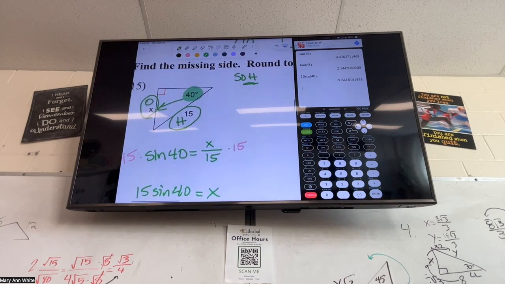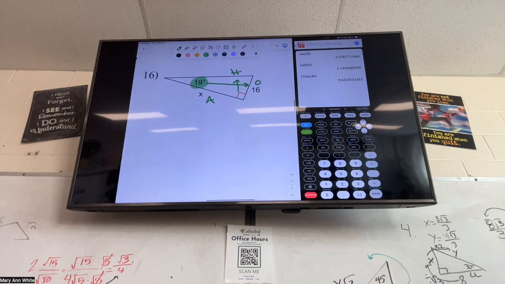So on the last one, X was O because of where it sat on the picture. Which function am I gonna use this time? Yeah, TOA, tangent. That was tangent. So we'll say tangent of 19 equals 16 over X. Ooh, do you see why I wanted to do this one? This is like what Griffin asked about a minute ago.